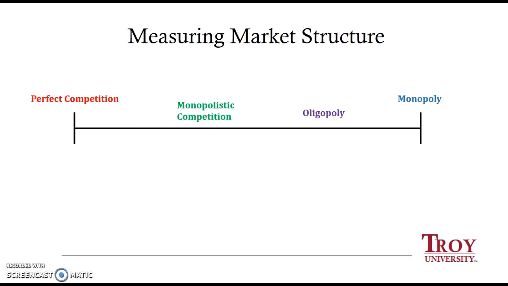Here we have created a market structure spectrum with perfect competition and monopoly at the polar ends and monopolistic competition and oligopoly in between them. We know oligopoly is more closely related to monopoly, but what we need to know is how close monopolistic competition is to oligopoly. One measure that we use is the concentration ratio.